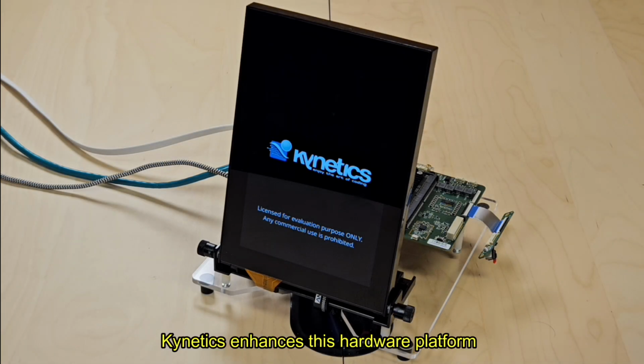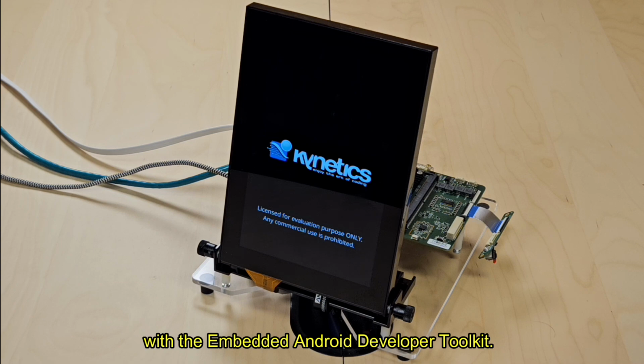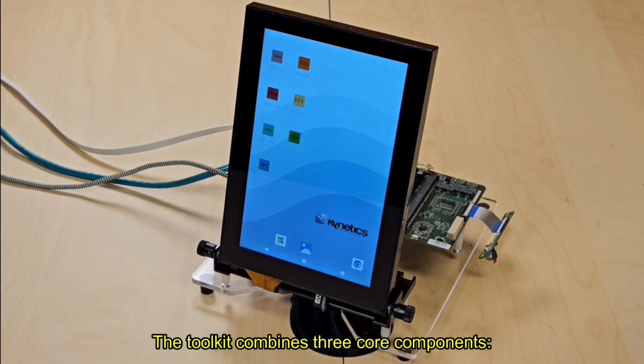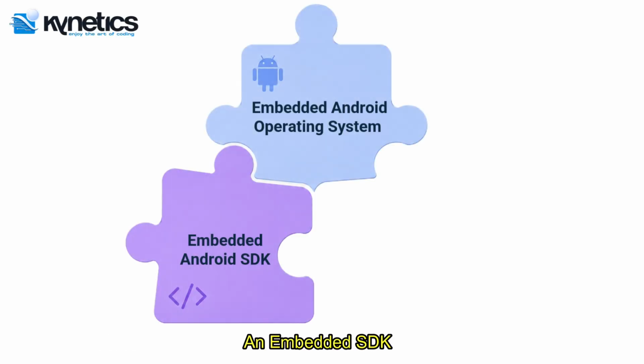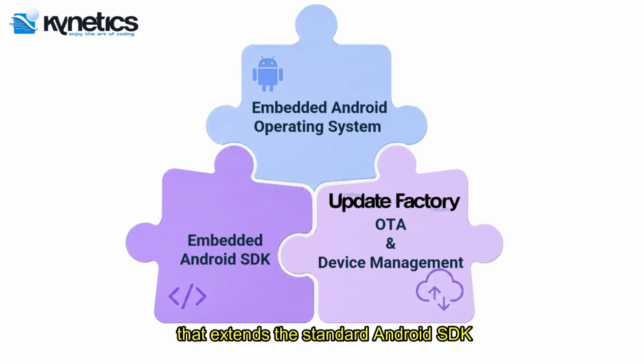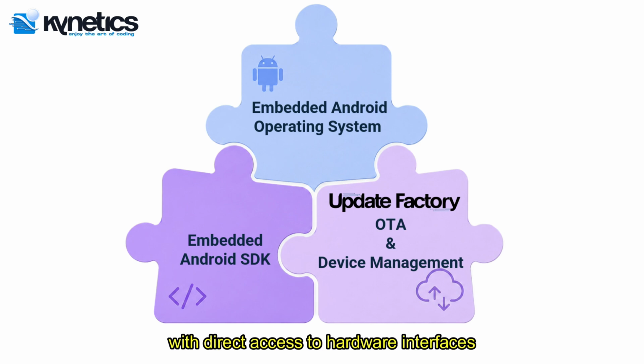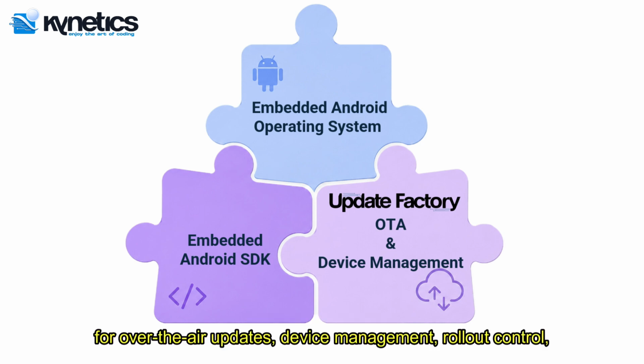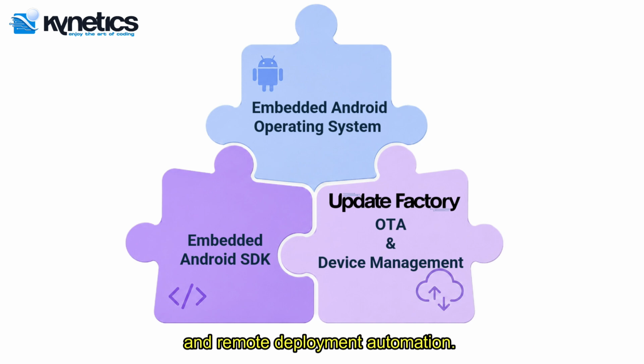Kynetics enhances this hardware platform with the embedded Android developer toolkit. The toolkit combines 3 core components: a development-ready embedded Android operating system, an embedded SDK that extends the standard Android SDK with direct access to hardware interfaces from familiar Android development environments, and Update Factory for over-the-air updates, device management, rollout control, and remote deployment automation.